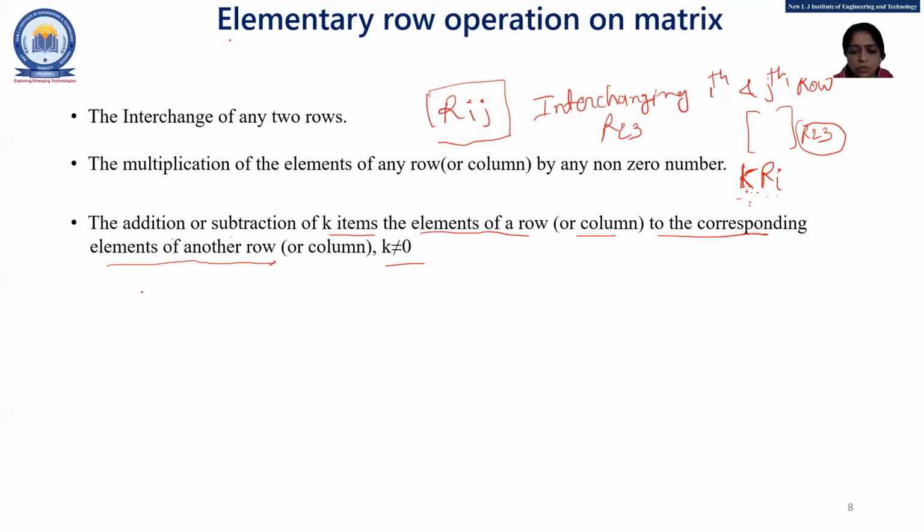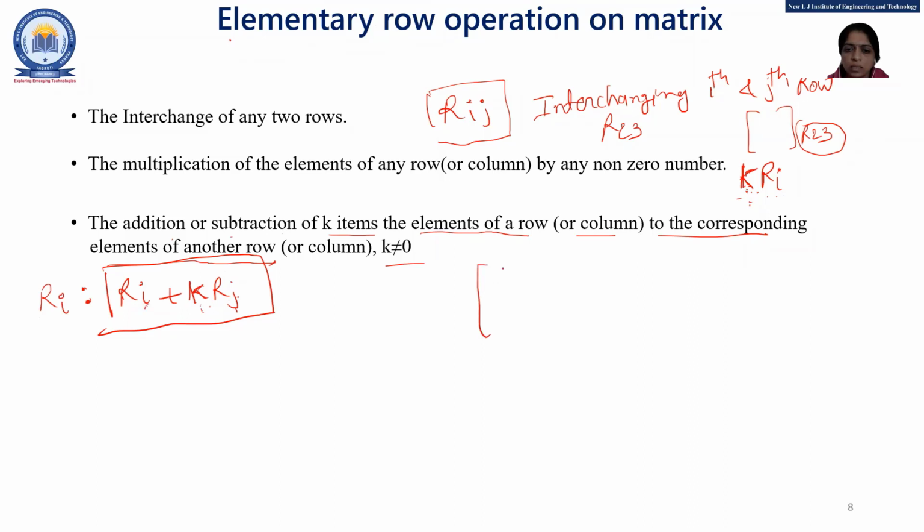See, this is also most important. Suppose I am going to write here Ri plus kRj. Okay, what does it mean? Suppose I am writing Ri goes to Ri plus kRj. Now, the meaning of this term is that I have to multiply all elements of the jth row by k, and whatever elements I get, I have to add into the ith row.